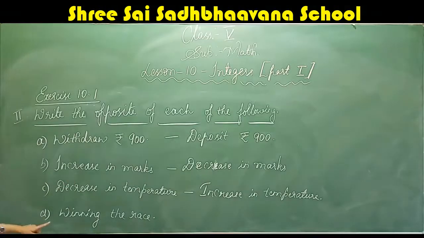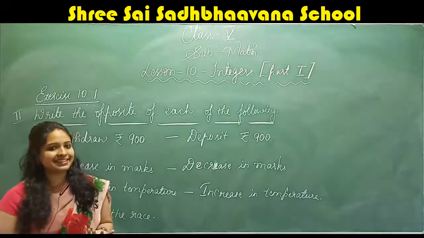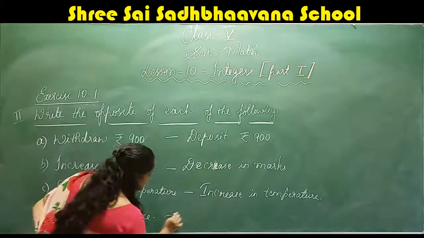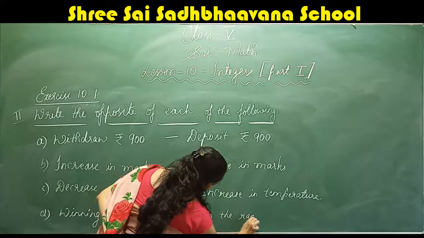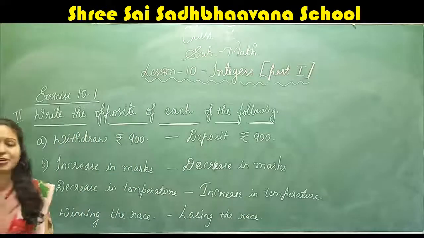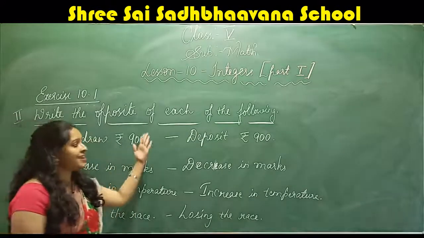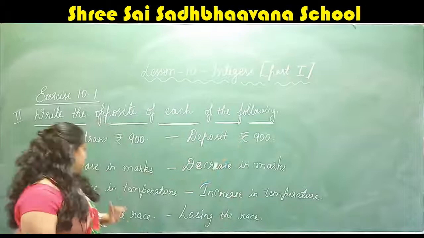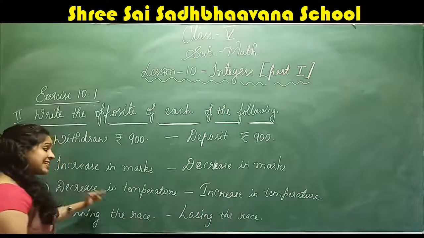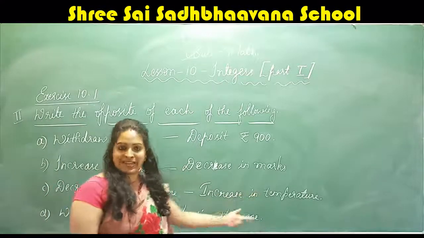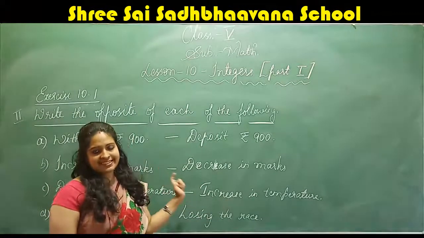Okay? Yes. Next one, winning the race. What is the opposite of winning? Nothing but losing. So we will write losing the race. Yes. Children, understood what you have to do here? You have to write the opposite of the given like this. Withdraw rupees 900, it becomes deposit rupees 900. Increase in marks becomes decrease in marks. Decrease in temperature, increase in temperature. Winning the race, losing the race. Yes, in this way you have to solve the second main.